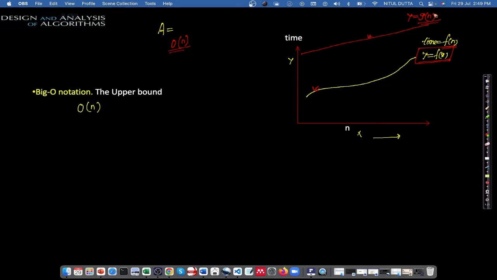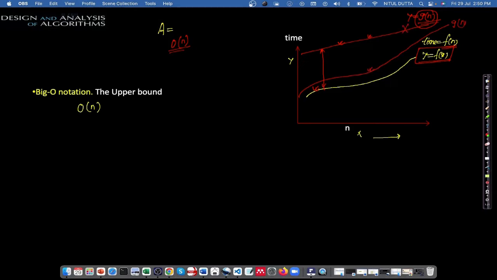However, at this point, y equals g(n) is much above the curve y equals f(n), but that is why it is not that meaningful. So we can draw one more graph here, somewhat like this. If I assume that this is the new g(n), we do not consider this one.